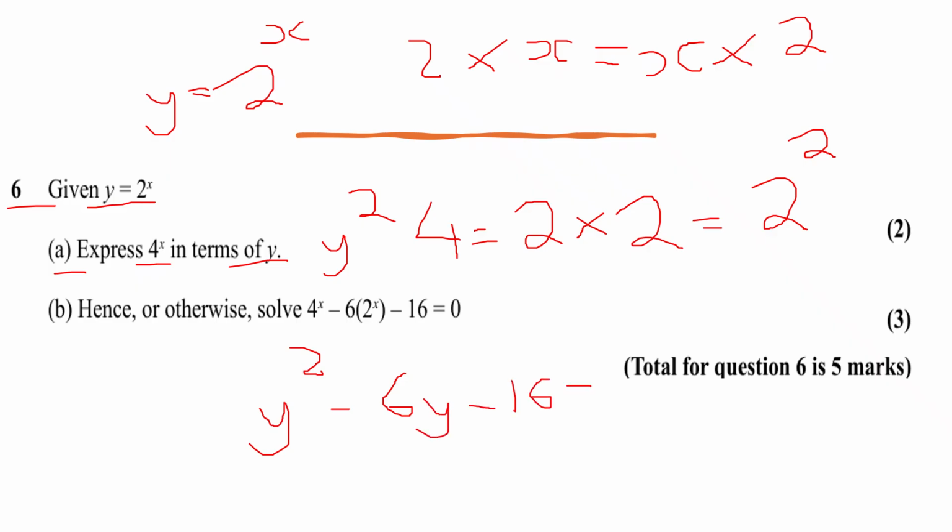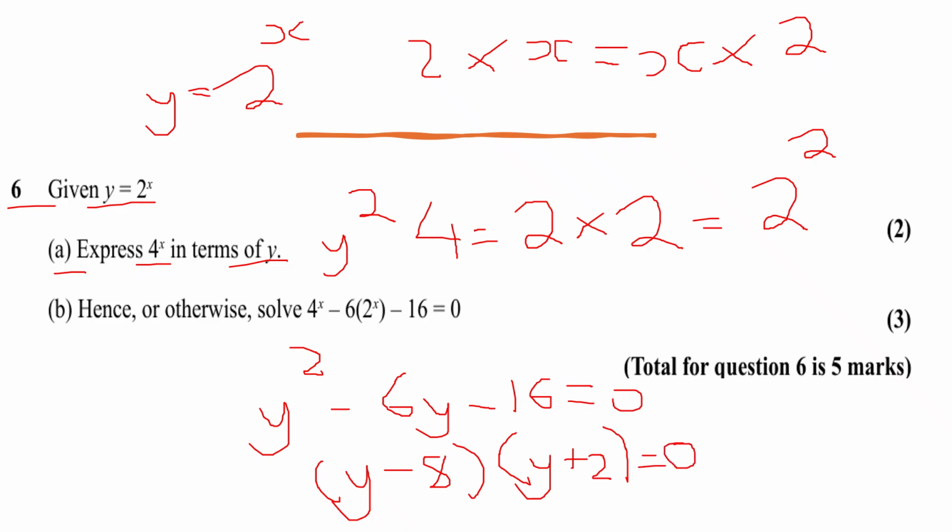So I've got here a disguised, a hidden quadratic. I can now factorize this or use the formula or complete the square. So that will go to y minus 8 multiplied by y plus 2. My solutions, guys, I'm going to flip the signs. So either y minus 8 equals 0 or y plus 2 equals 0. So either y is equal to 8 or y is equal to minus 2.